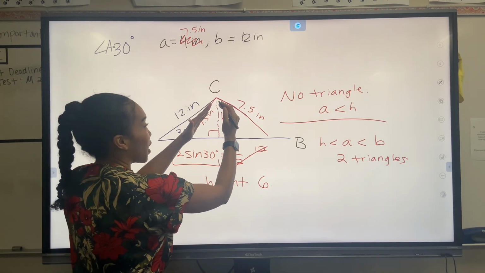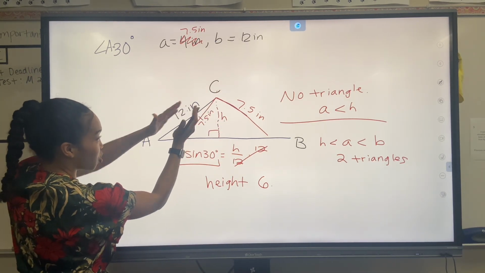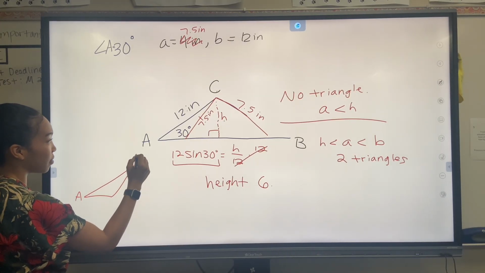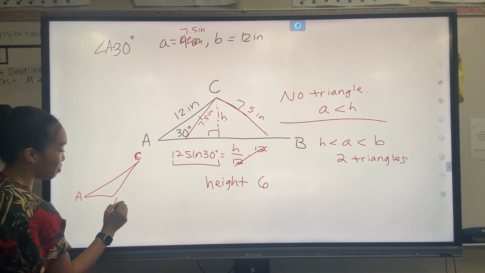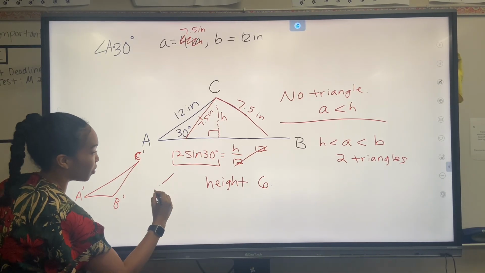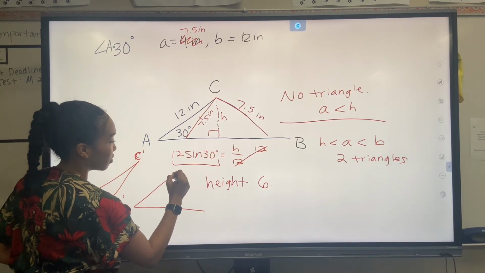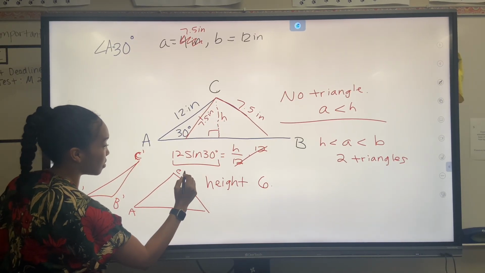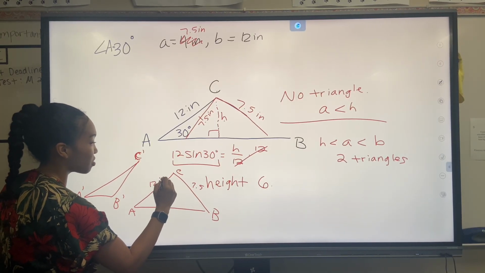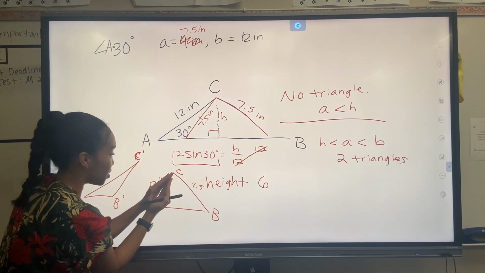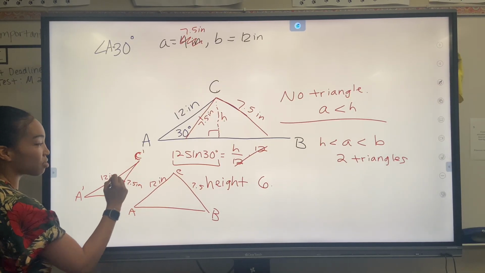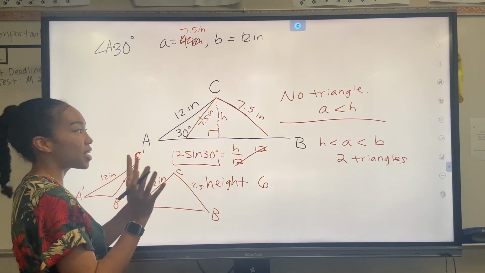Whenever you create two triangles, I'm just going to draw this one. You have this triangle, A, I'll call this C, and this is B prime. I'll call this one triangle, and then the other triangle was the original one, where this was A, C, and B. And this is 7.5, this is 12 inches. And if you swing this 7.5 this way, this side is still 7.5 inches, and this is still 12 inches.